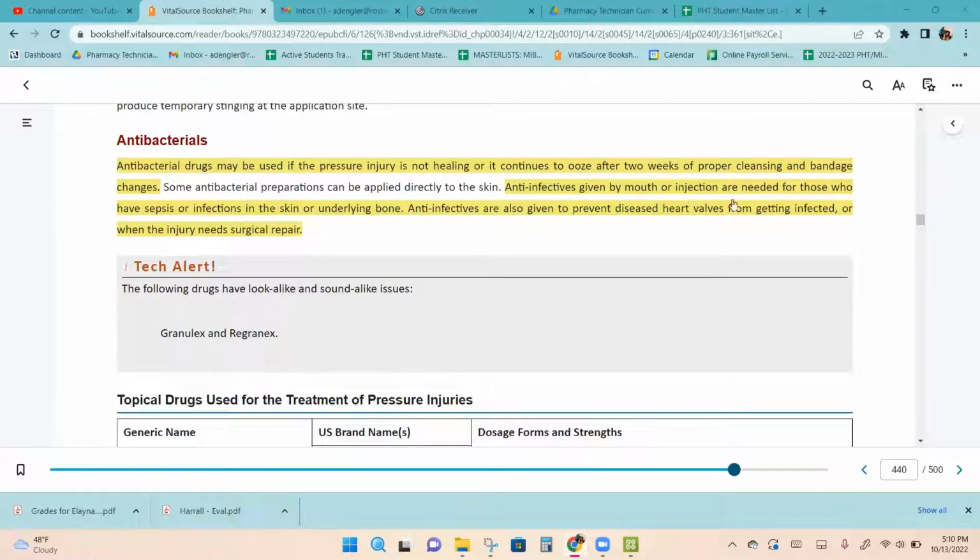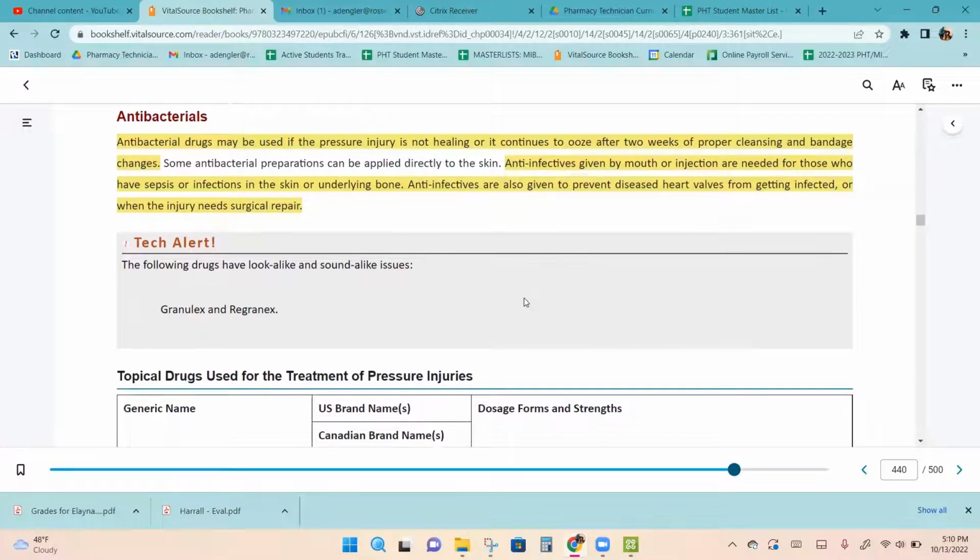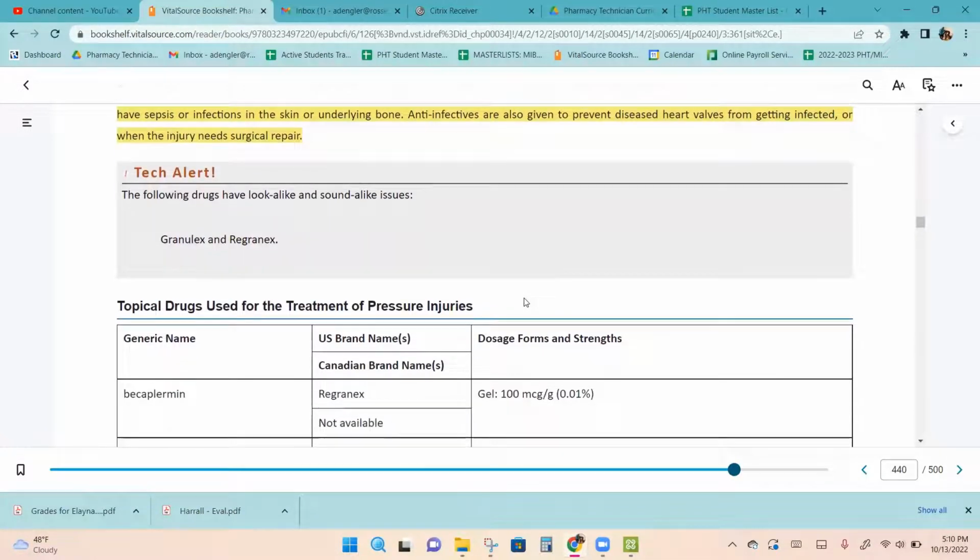Anti-infectives given by mouth or injection are needed for those who have sepsis or infections in the skin or underlying bone. Anti-infectives are also given to prevent diseased heart valves from getting infected or when the injury needs surgical repair.